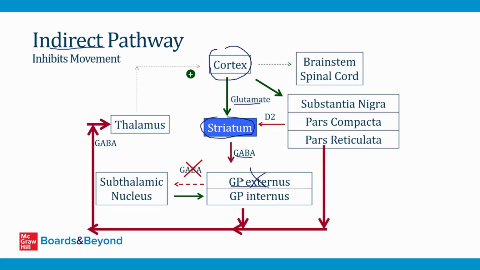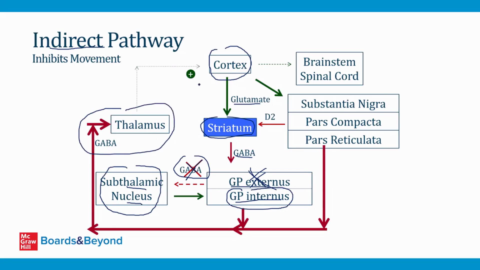Now here's the confusing part. Normally, the globus pallidus externus is releasing GABA onto the subthalamic nucleus. But when you inhibit the GP externus, you stop releasing GABA, and that frees the subthalamic nucleus to do what it wants. And what it wants to do is activate the globus pallidus internus, which, if you recall, is a part of the basal ganglia that inhibits the thalamus. So this whole process is going to increase the activity of the globus pallidus internus, which is going to further inhibit the thalamus using GABA, and that's going to lead to inhibition of the motor cortex and less movement. And that's how the indirect pathway inhibits movement.